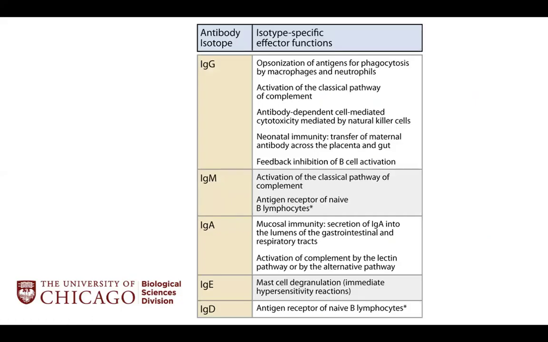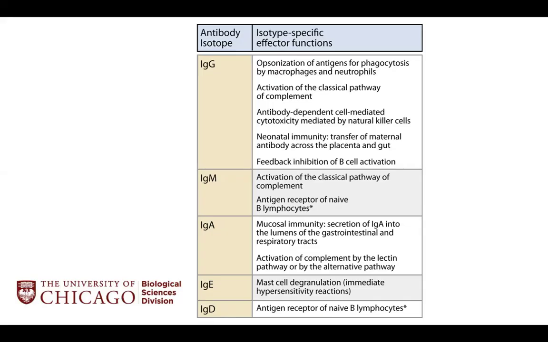So here are the different isotypes: IgG, IgM, IgA, IgE, and then of course to a lesser extent, we know less about IgD. So the IgG has several functions. It's one of the main opsonizers for phagocytosis by macrophages and neutrophils. It activates the classical pathway of complement. IgG3 is most potent, then IgG1, and then IgG2. IgG is essential for antibody-dependent cell-mediated cytotoxicity. And then at the very end, we're going to talk about neonatal immunity.